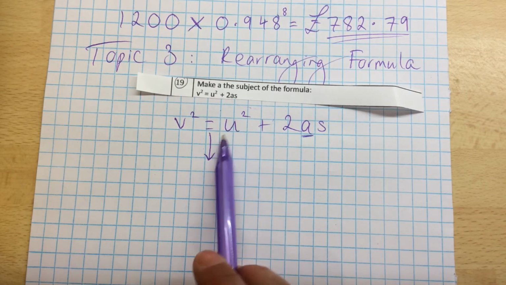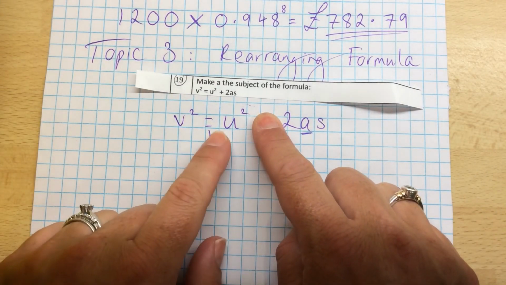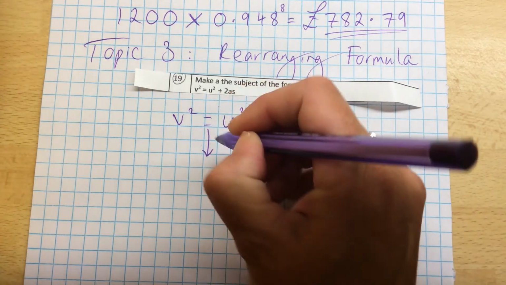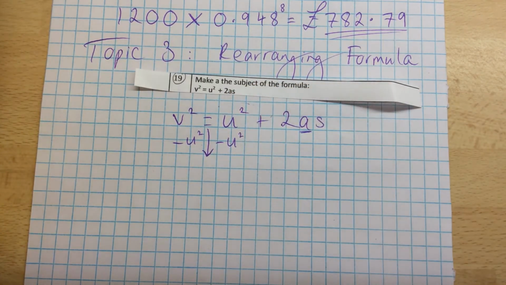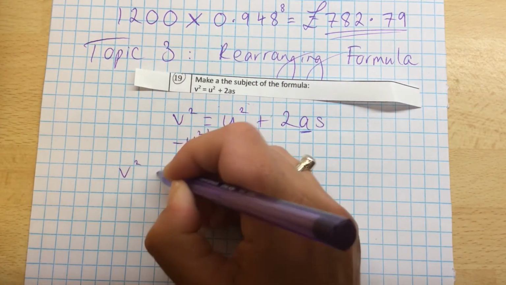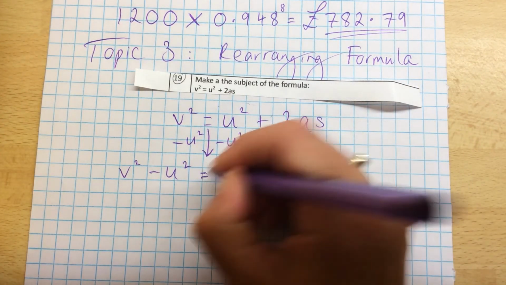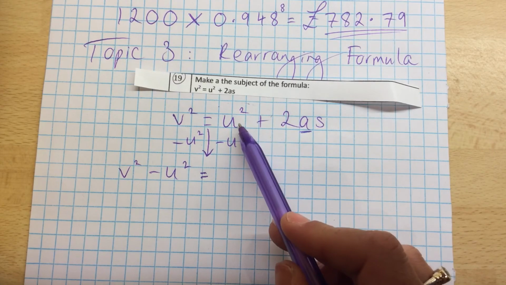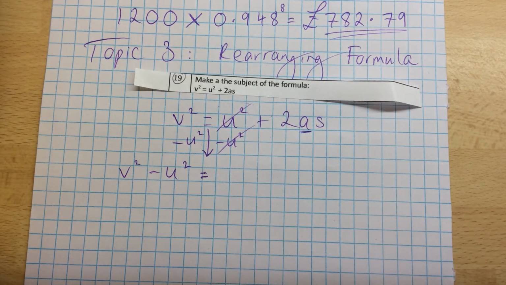Now u squared is positive. It hasn't got a negative in front of it, so it's positive. We do the opposite in algebra when we do a step. So we're going to take away u squared. That ends up on the left: V squared minus u squared equals. So we've taken away u squared from v squared. That's what that looks like. And then we take it away from this hand side. And these basically eliminate each other.